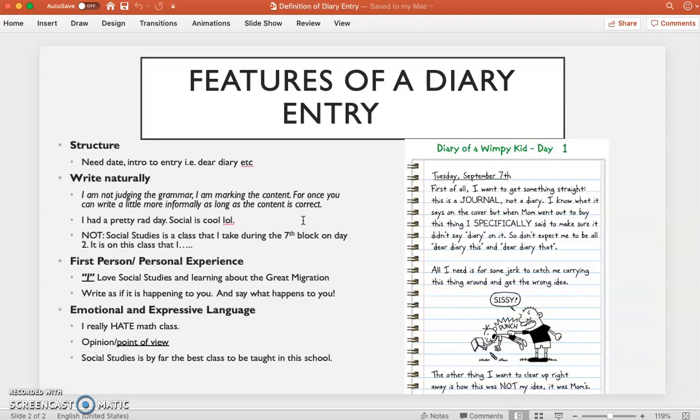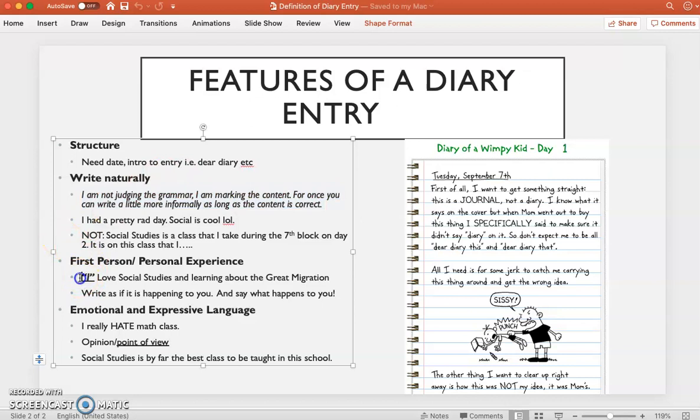What you want to make sure that you have in your diary entry is these four things. First of all, you need structure. So make sure you do pick a date. Our dates would be around 500 BC, 500 to 0 BC, okay? You're going to write naturally. So in this assignment, I am not judging the grammar. I'm marking purely the content. It's not English. So for once, you can write a little more informally.